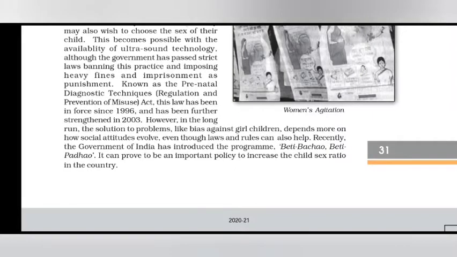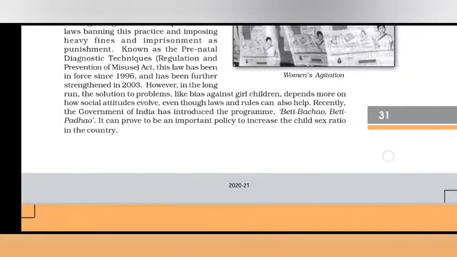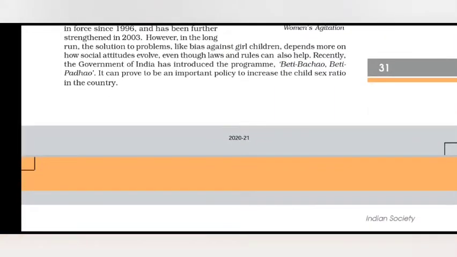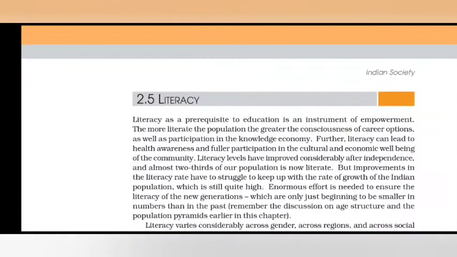Although the government has passed strict laws banning the practice and imposing heavy fines and imprisonment as punishment, known as the Prenatal Diagnostic Techniques Act, this law was enforced in 1996 and was further strengthened in 2003. However, in the long run, the solution to problems like bias against girl children depends more on how social attitudes evolve, even though laws and rules can also help. Recently, the Government of India has introduced the program Beti Bachao Beti Padhao. It can prove to be an important policy to increase the child sex ratio in the country.